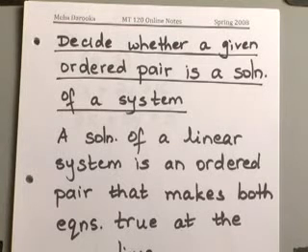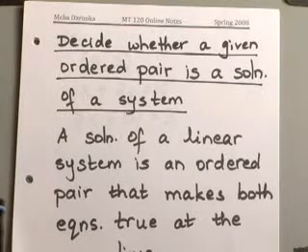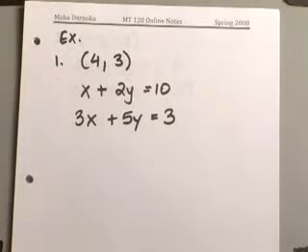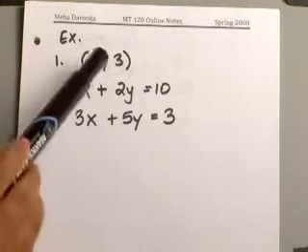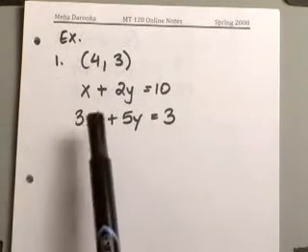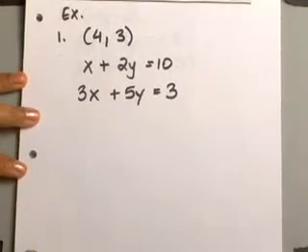So let's go ahead and take a look at an example here where I'm giving you an ordered pair and a system, and we're trying to decide if the ordered pair is a solution to the given system or not. So we have this ordered pair (4, 3), and we're trying to decide if (4, 3) will satisfy x + 2y = 10 and satisfy 3x + 5y = 3. So all you need to do is substitute your x and y values with the x and y coordinates from your point. We'll start with the first equation.